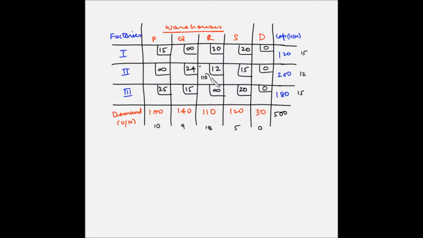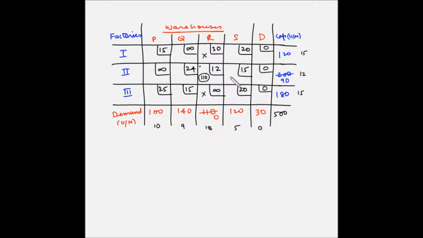110. So with this allocation, now the capacity remaining at factory number 2 is 200 minus 110, which is 90 units, while the demand at warehouse R becomes 110 minus 110, which is 0. Now, since all the demand at R has been completely met with this allocation, let's cross off the remaining squares for this column R, indicating that they are no longer available for allocation.